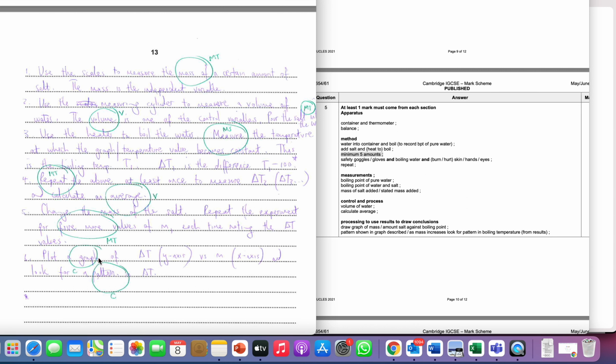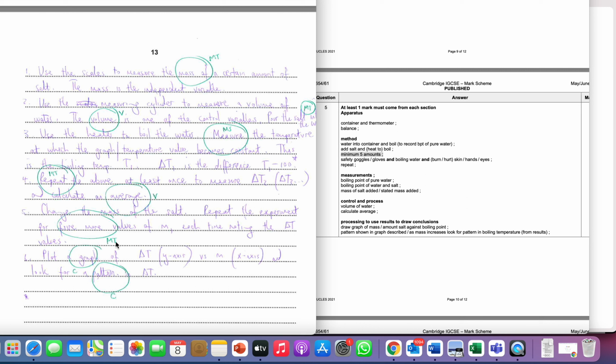And then plot a graph. All right, this would be one of our conclusion points of the change in temperature on the y-axis versus the mass of the salt on the x-axis, and look for a pattern in the change in temperature.